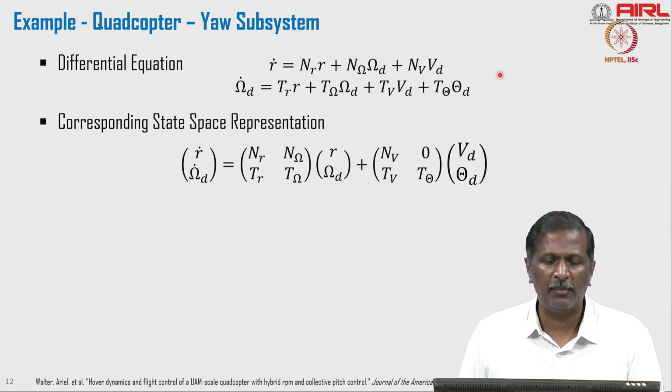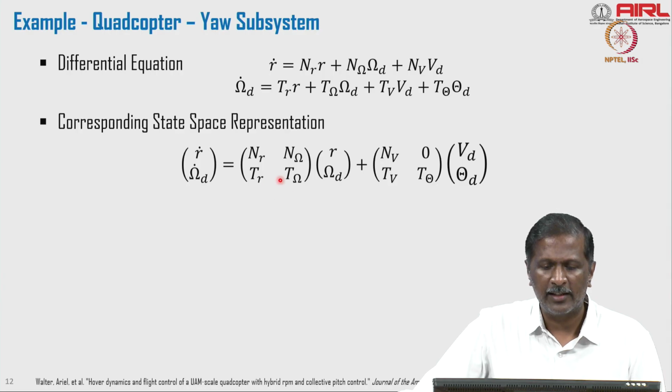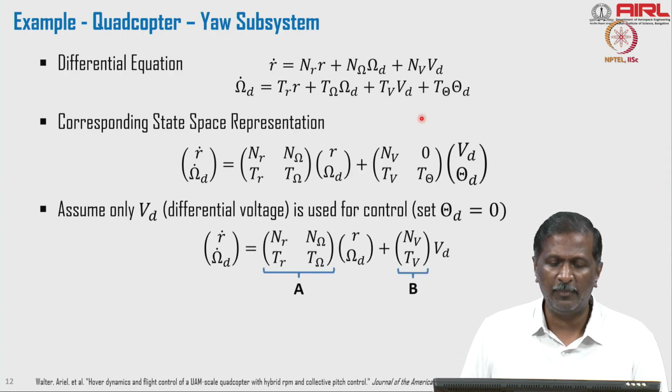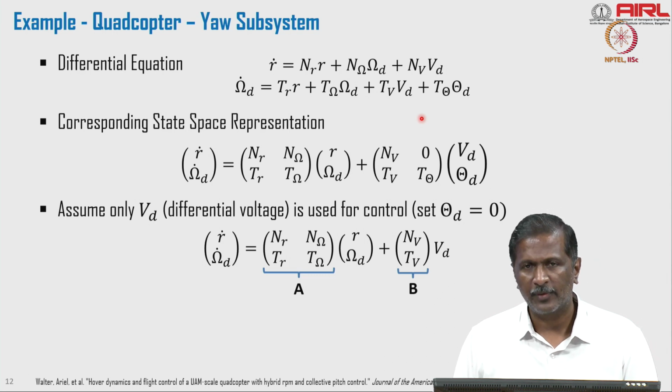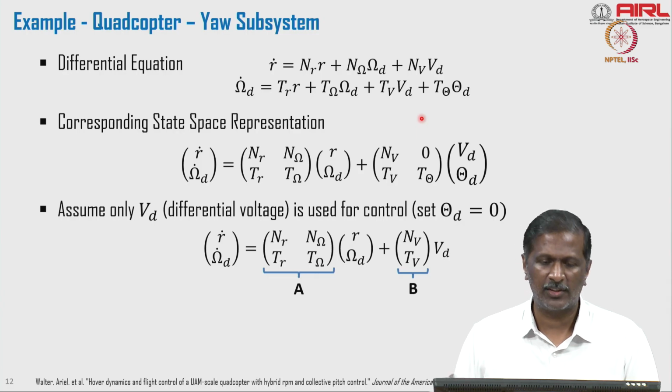I can represent them in a state space form. r dot and omega d dot are my state derivatives, then Nr, N omega, Tr, T omega becomes my A matrix, my state vectors are r and omega d, my inputs are vd and theta d, and this is my B matrix. I can represent them nicely in A and B. Assuming theta d is going to be 0, then it becomes a single input system.